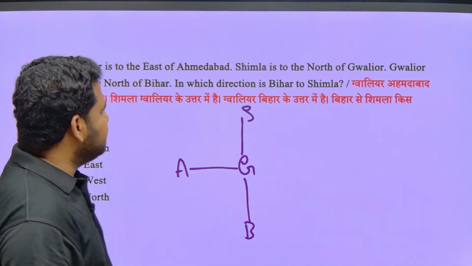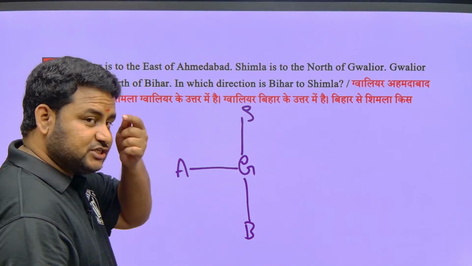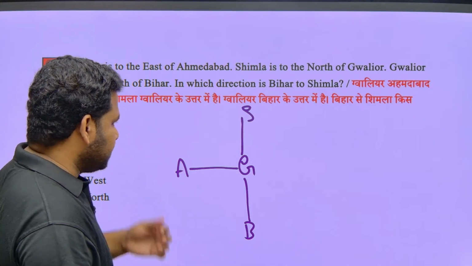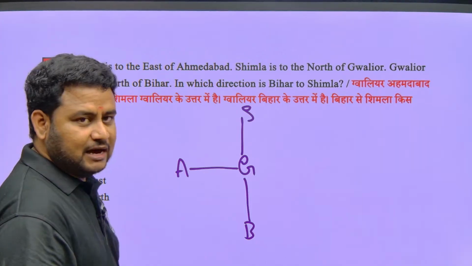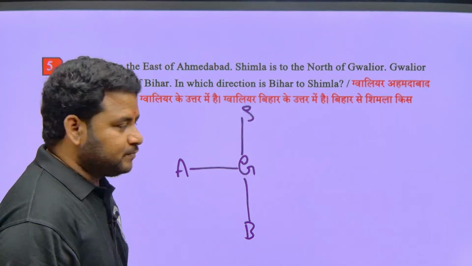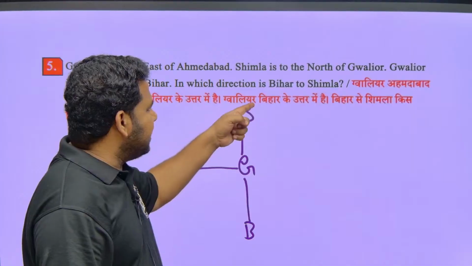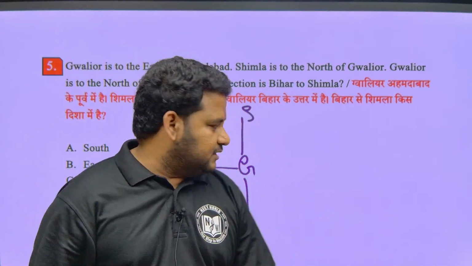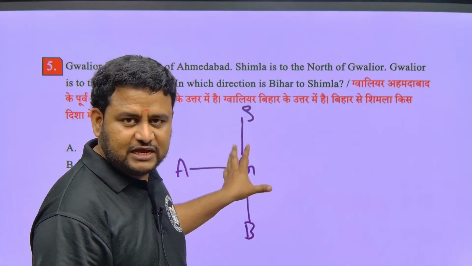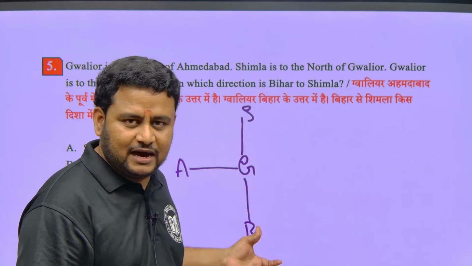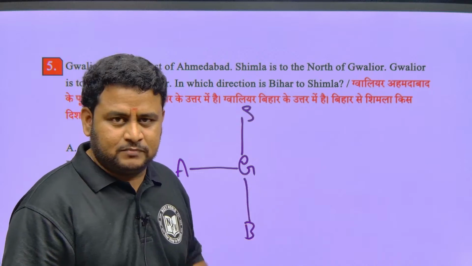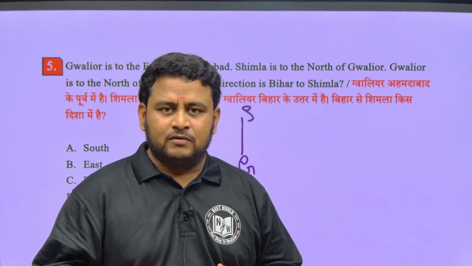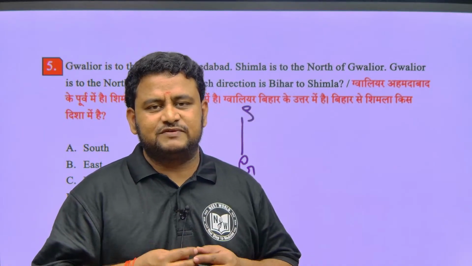In which direction is Bihar to Shimla? To whom are they asking? To Shimla. What are they asking about? Bihar. They are not asking for Ahmedabad, and not for Gwalior. They are asking the direction of Bihar to Shimla. To Shimla, Bihar is in which direction?